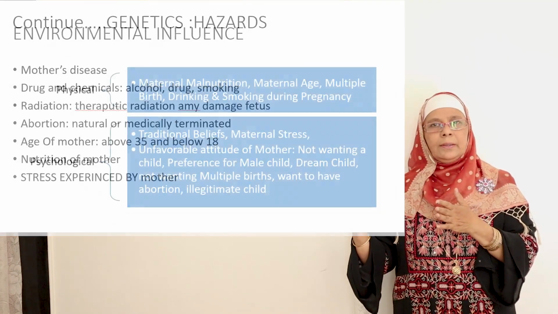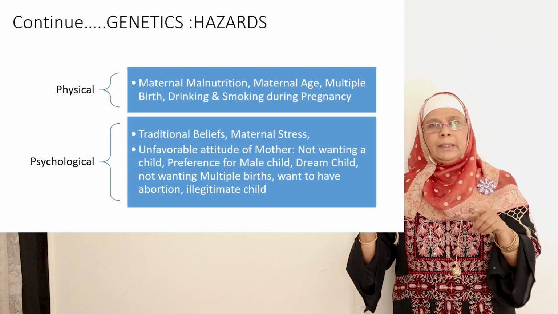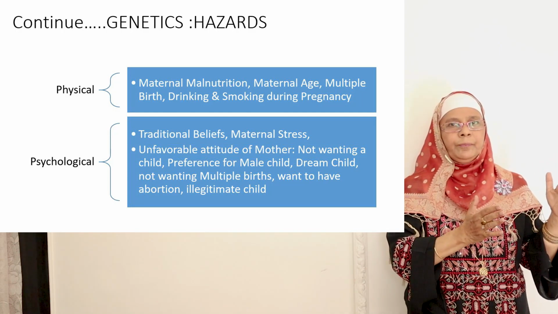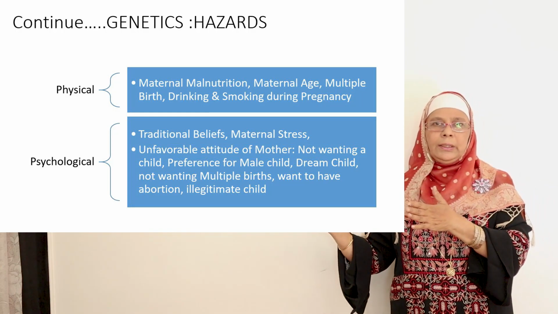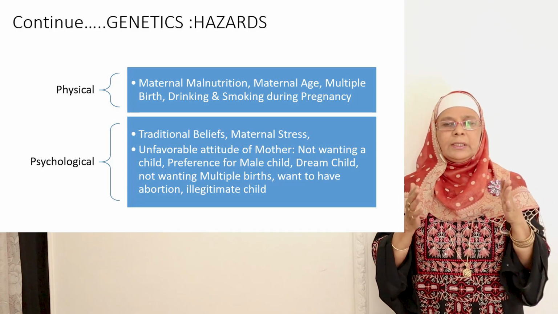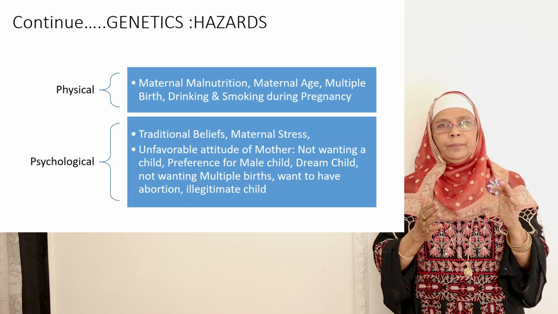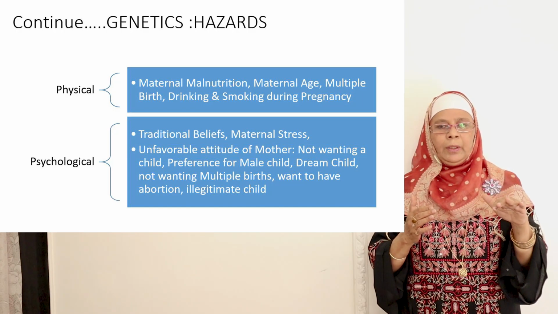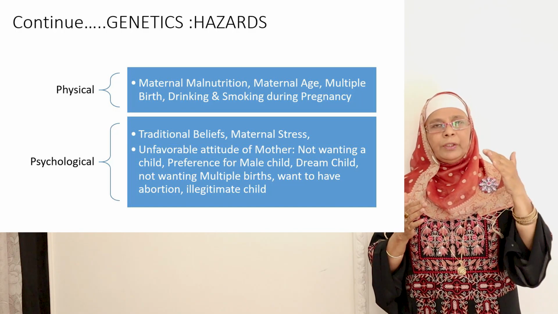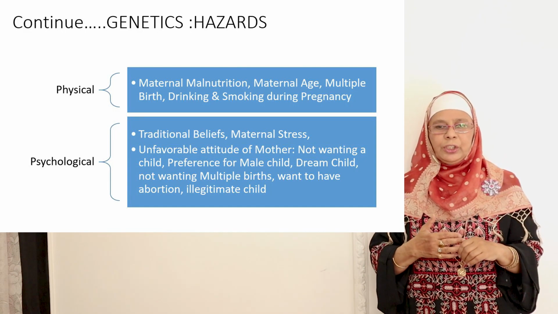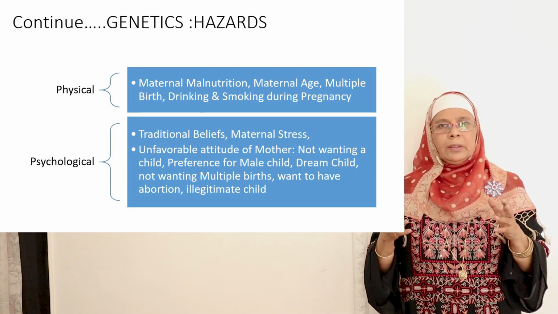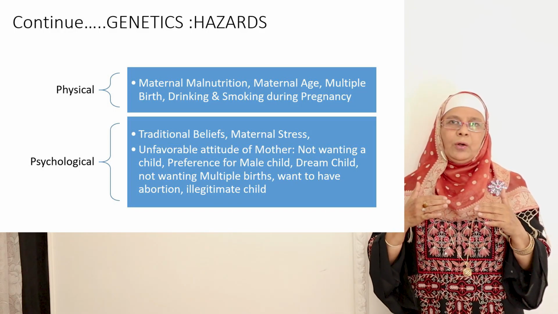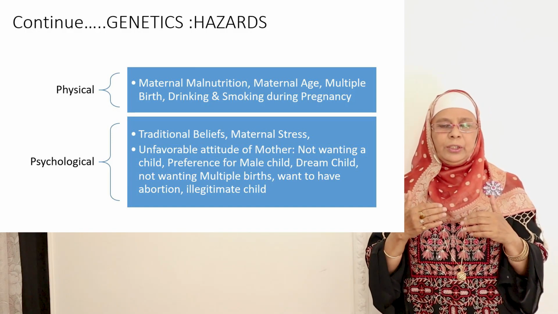There are hazards in the prenatal development. And what are those? There are two types of hazard. One is physical hazard and second is psychological hazard. What is physical hazard? Physical hazard is malnutrition. Again, diet of the mother, which is going to affect the development of the child. Secondly, maternal age. As I told you, the maternal age should not be below 18 years of age, or above 35 years of age.